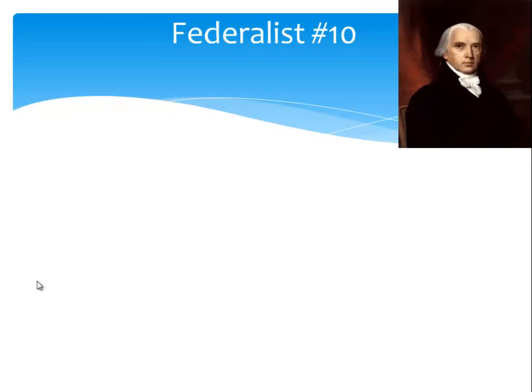So let's focus on Federalist number 10 first. Again, you absolutely positively have to know this. This was written by James Madison. So what is his main argument of the essay? If it could be summarized in one word, that word would be factions.